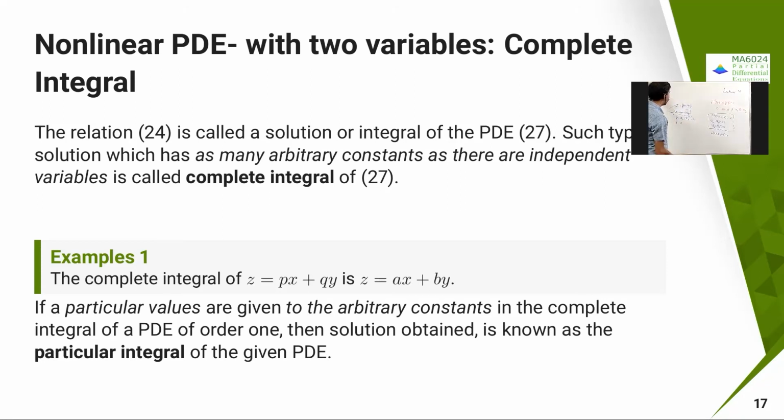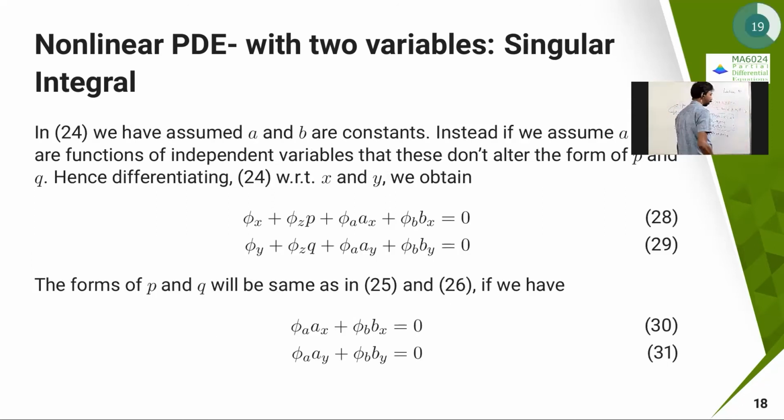In particular, if you choose particular values for these arbitrary constants, then that is called a particular integral of the given PDE. For example, in this problem, if I take z equal to 3x plus 2y, then this is going to be a particular solution, a particular integral, of the given PDE. We were discussing this from the beginning, so I'm just explaining the same thing here also.